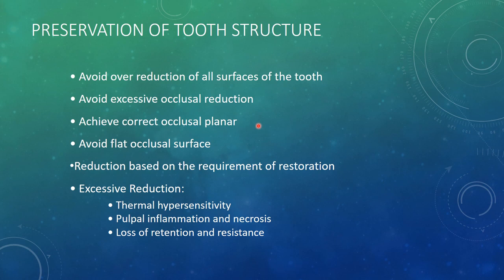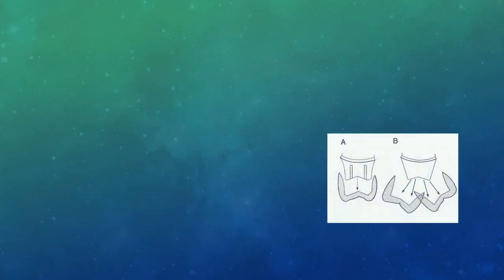Giving an all ceramic margin in a PFM crown will not help, and vice versa, guys. Understand, right? So you're supposed to avoid any excessive reductions. Excessive reduction will definitely create thermal hypersensitivity, pulpal inflammation, necrosis if it's a vital tooth, and loss of retention and resistance. So these things have to be taken care of.